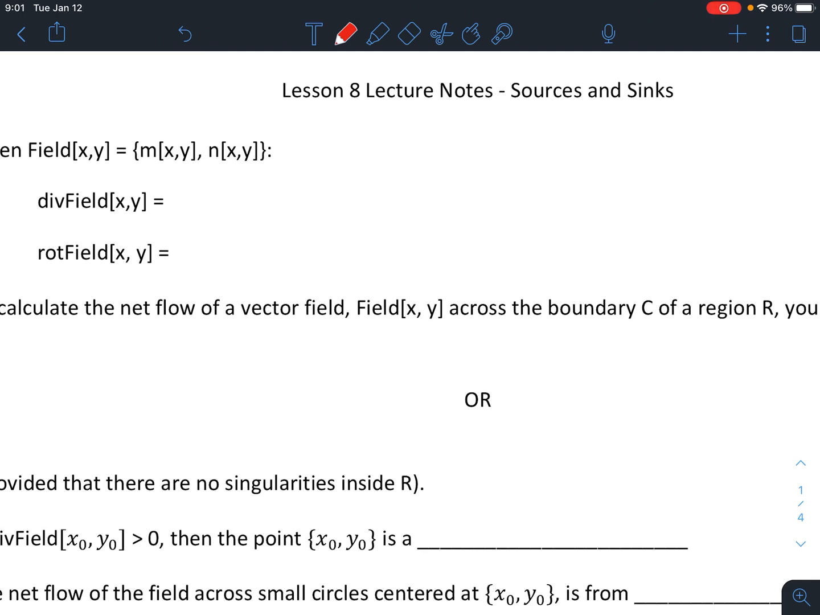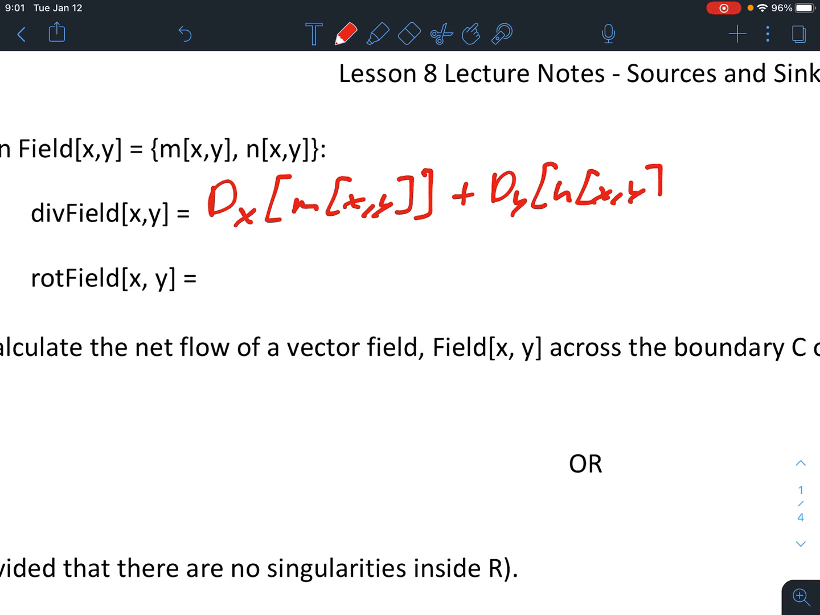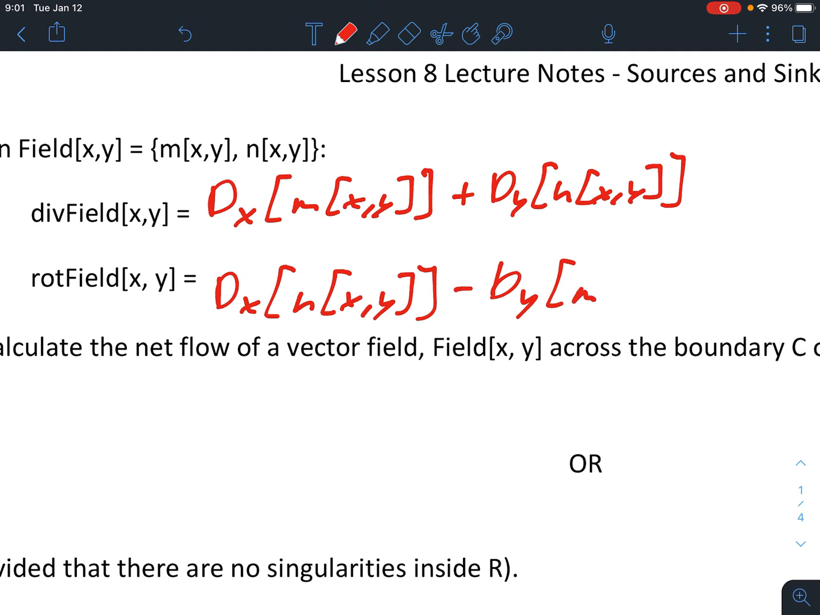So we abbreviate that as div field and rot field, but again, we want to read them as what they are. So div field is the divergence of the field. The equation for that is the derivative with respect to x of M plus the derivative with respect to y of N. And the rotation of the field is almost kind of the same. It's the derivative with respect to x of N minus the derivative with respect to y of M.